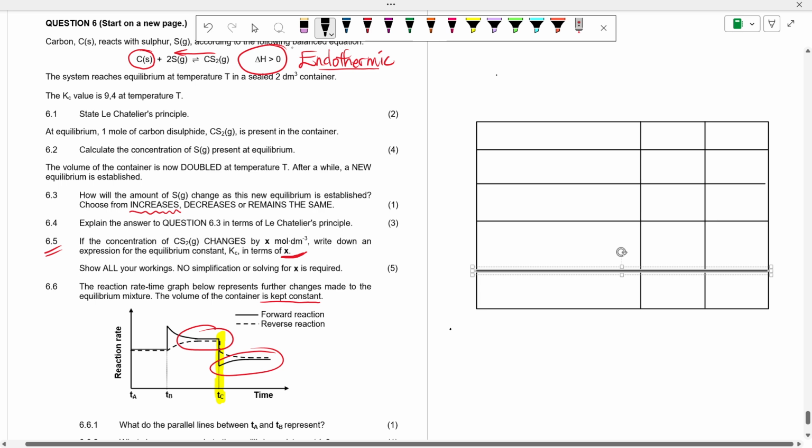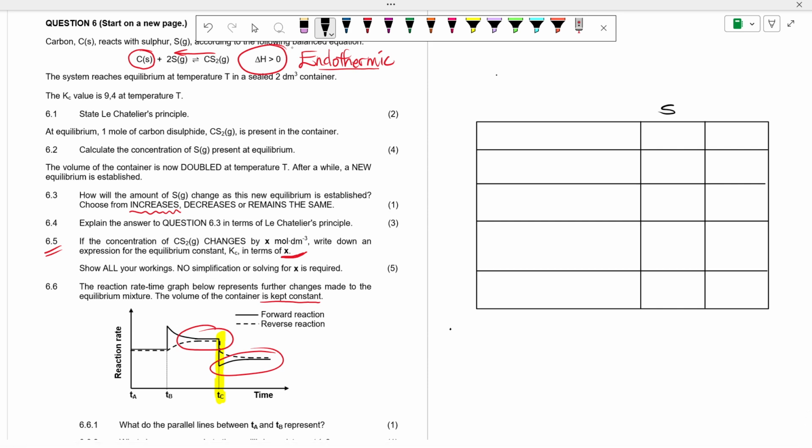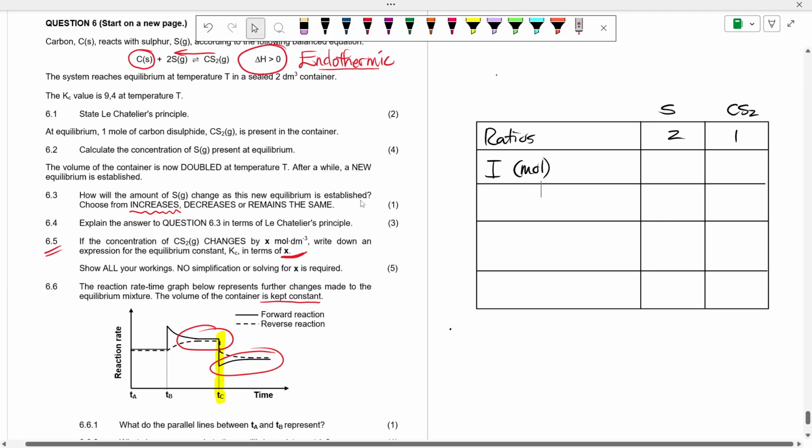Okay, so the reaction is sulfur and CS2. Then the ratio is 2:1. Maybe I can just include it on there. Just say ratios. And then there's initial. I'll just put I in moles. Then let's see, do we have any information on the initial?